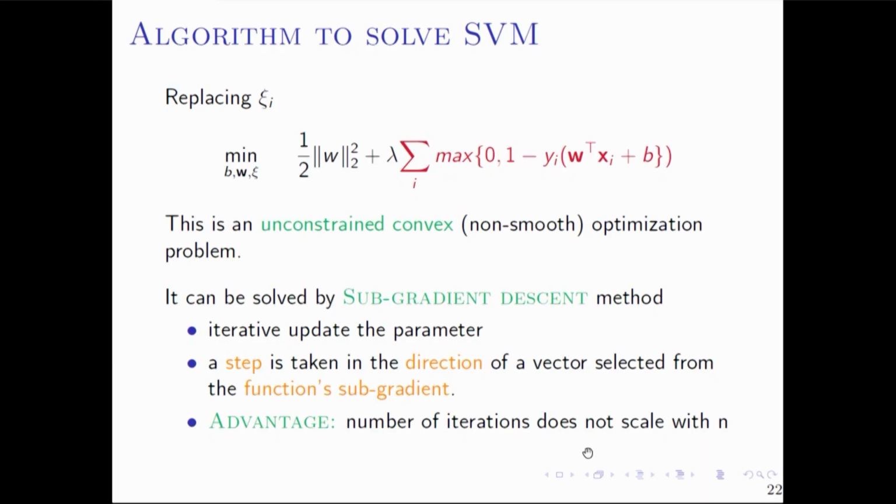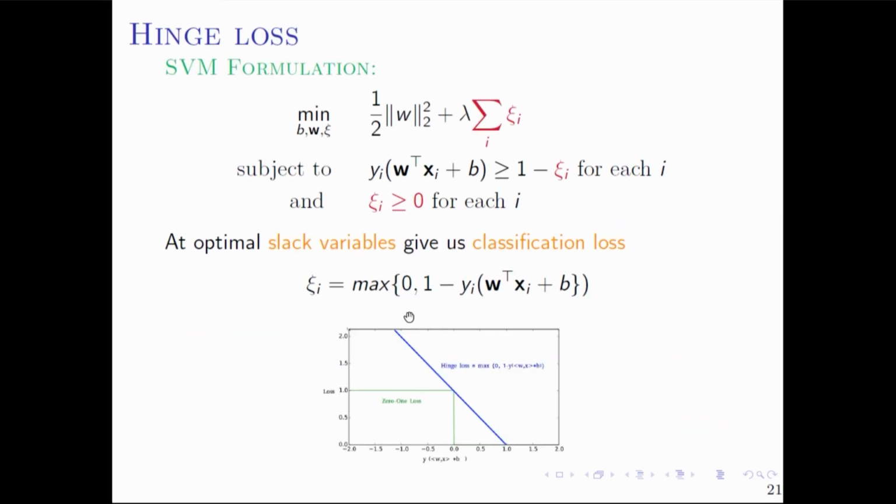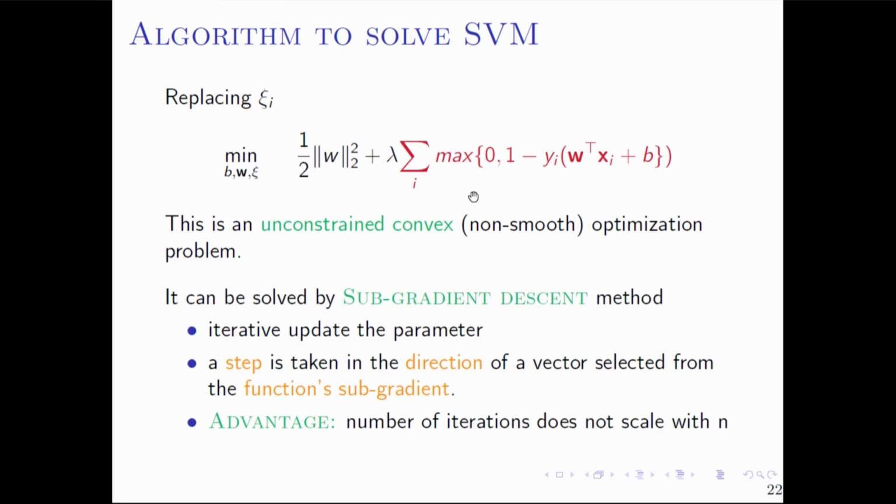So how to solve SVM? Instead of writing it as a constrained optimization problem, where we have a xi in our objective function and we have some constraint over xi, we can directly put this loss, this xi_i, in our objective function, and we can just omit this part. And then it will be an unconstrained optimization problem.